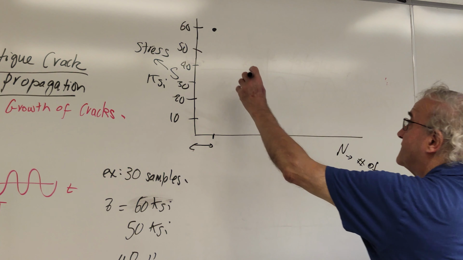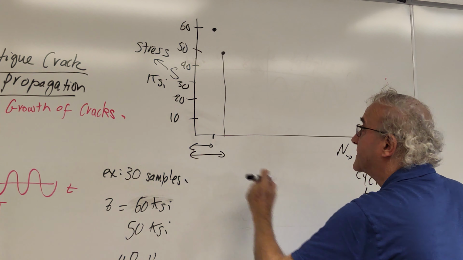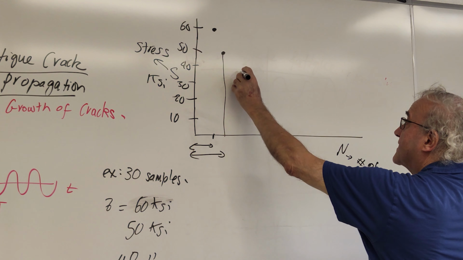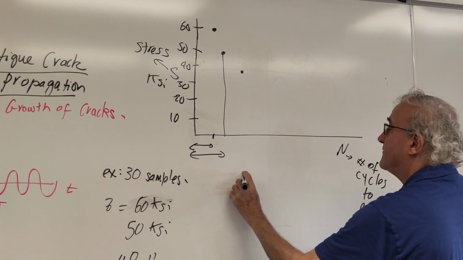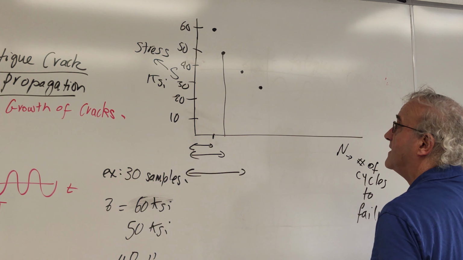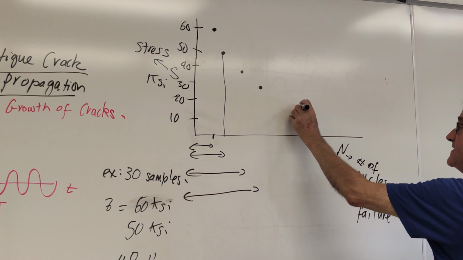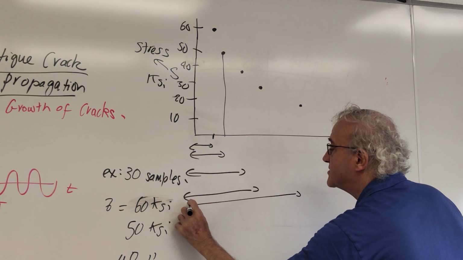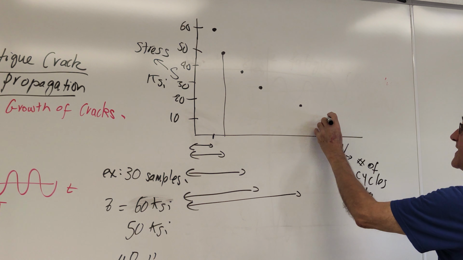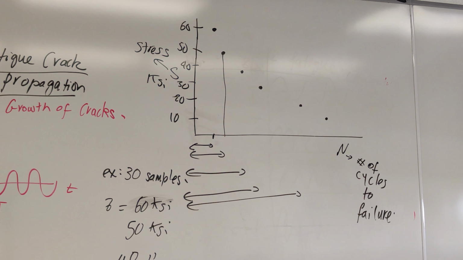So when I do it at 50, I'm going to find that the number of cycles to failure is a little bit larger. When I do it at 40, even larger and larger. When I do it at 30, it's even larger. When I do it at 20, larger and larger. And if I do it at 10, maybe it will not break at all.